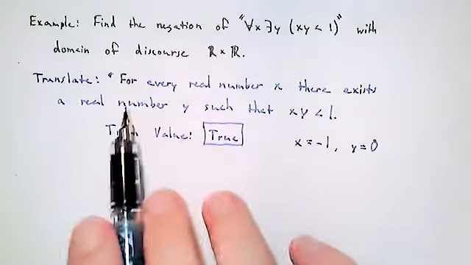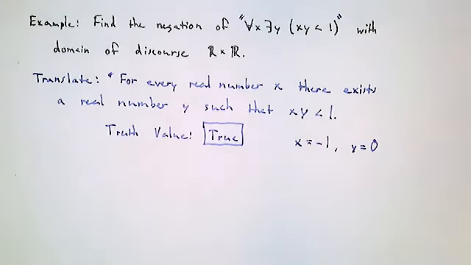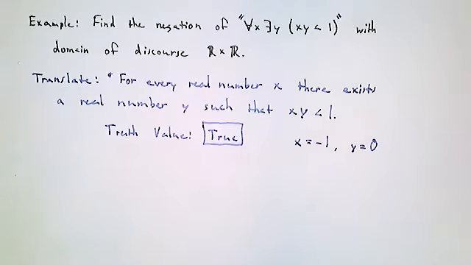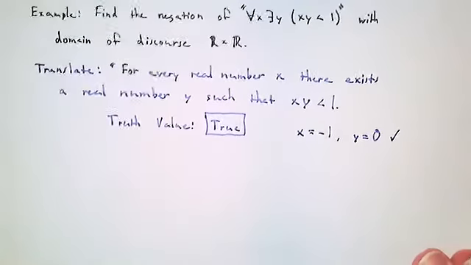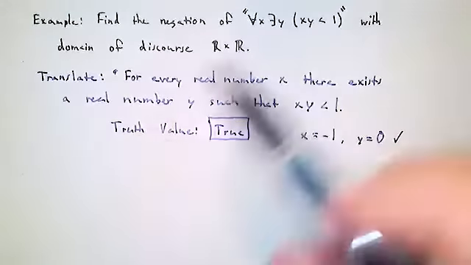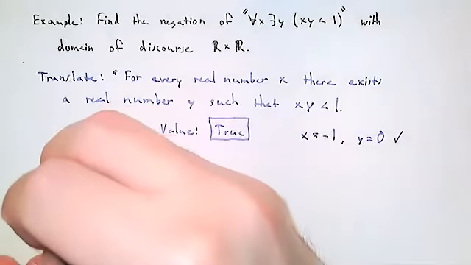So you don't have to have a different one for each x. You can actually just pick a single one, y equals 0. And then x times 0 is always going to be equal to 0, which is less than 1. So good choice. It's true. So now that we've thought through the actual proposition, the original one, let's go to the negation.